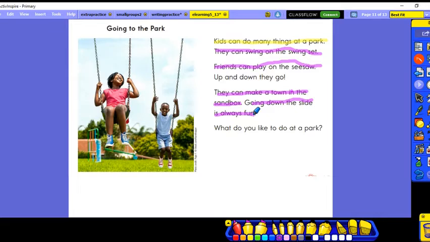Now, the main idea: kids can do many things at a park. That's what it's mostly about. The details: they can swing on the swing set. Friends can play on the seesaw. They can make a town in the sandbox. Going down the slide is always fun. All those important details tell more about the main idea.